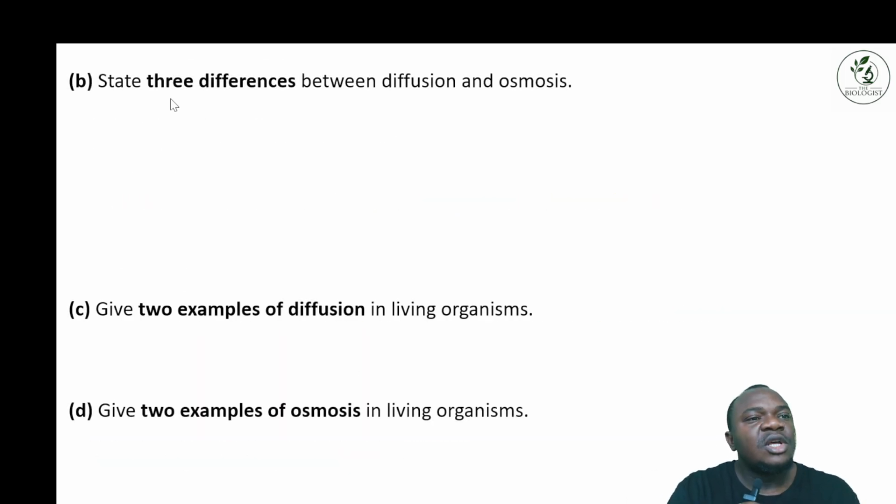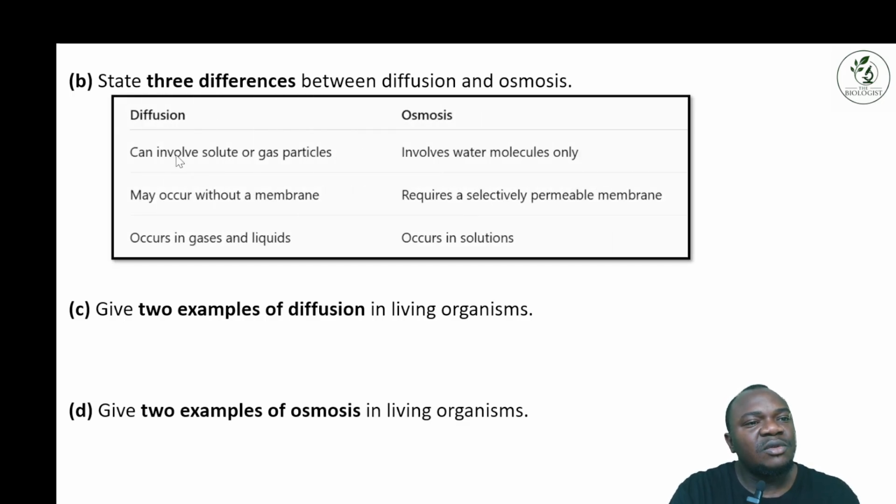Okay. So state three differences between diffusion and osmosis. Diffusion can involve solutes or gas particles, while osmosis involves only water molecules. Diffusion may occur without a membrane, while osmosis requires a membrane. Diffusion occurs in gas and liquid, while osmosis occurs in solutions.